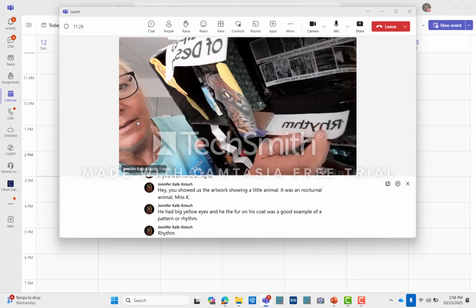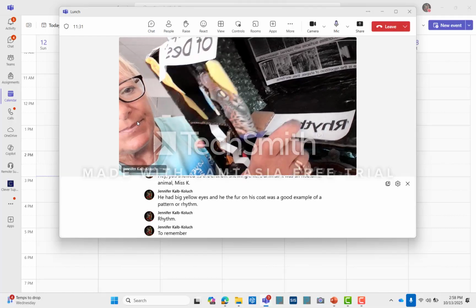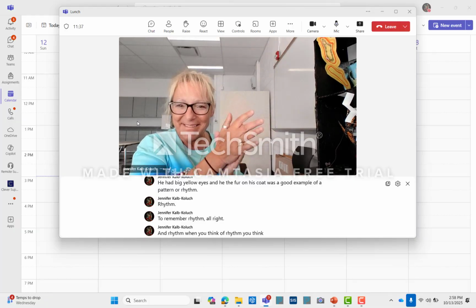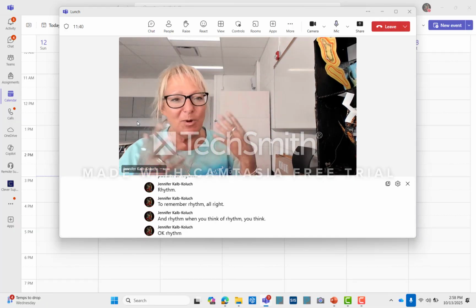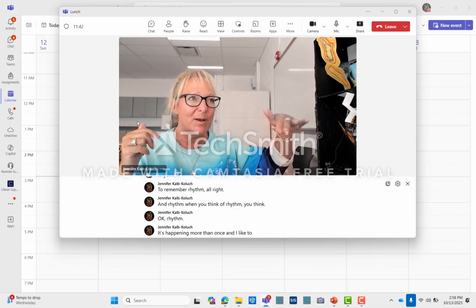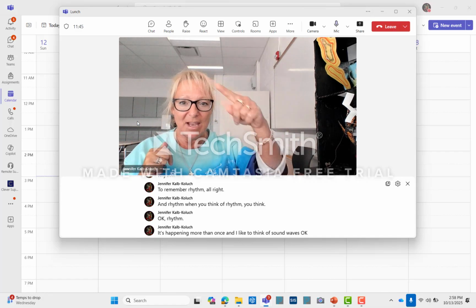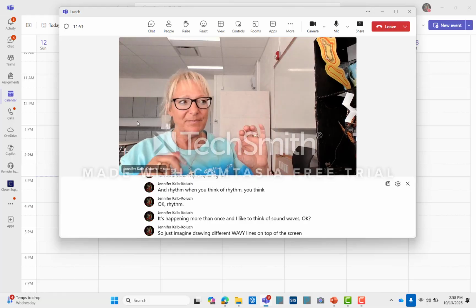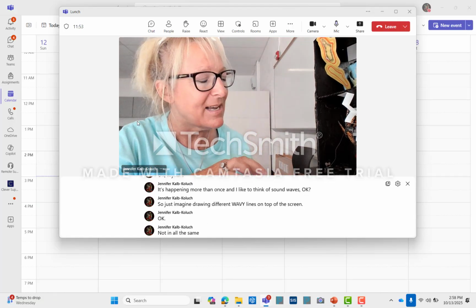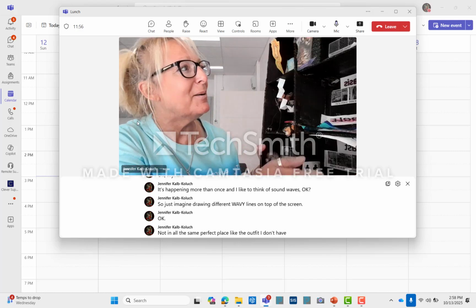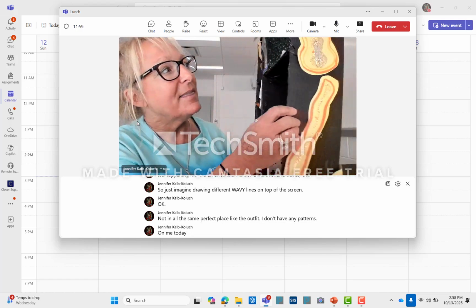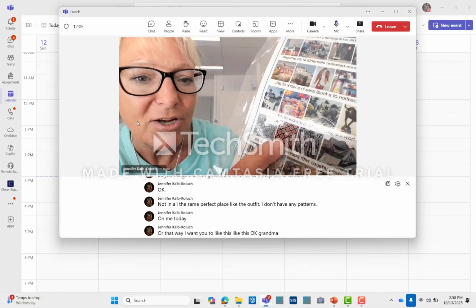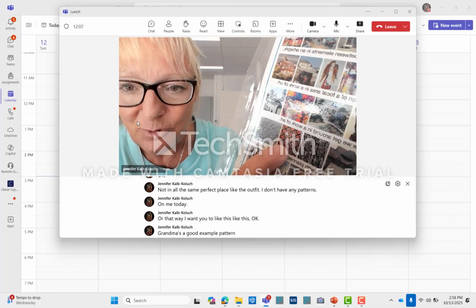Rhythm, just remember rhythm, all right? And when you think of rhythm, you think, okay, it's happening more than once. And I like to think of sound waves, okay? So just imagine drawing different wavy lines on top of the screen. Okay, not all in the same perfect place, like the outfit. I don't have any pattern on me today. A good example of pattern, Miss K, is Grandma's Afghan.